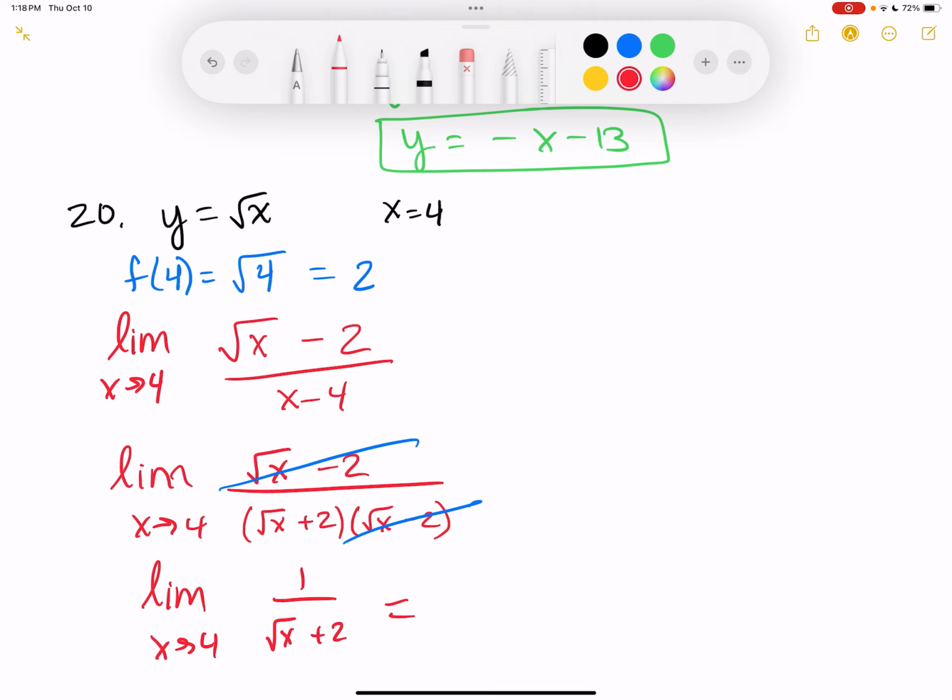Feels pretty nice. All right, when I plug in 4, what do I get? Virginia, I mean, I would pull Josh. I'll let you take this one. Yes, ma'am. It's 1/4, I think.